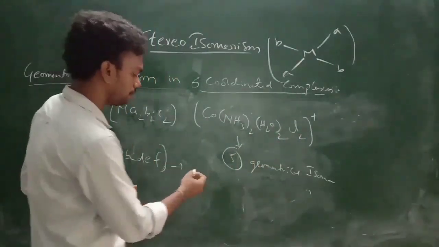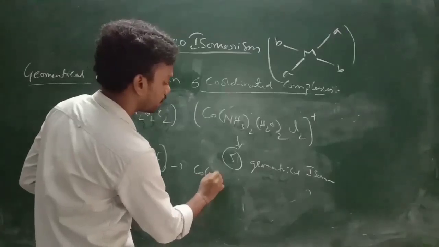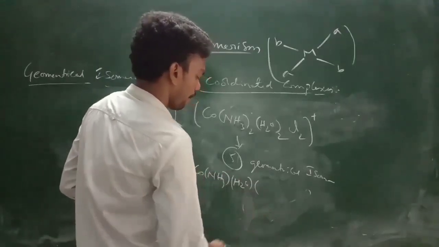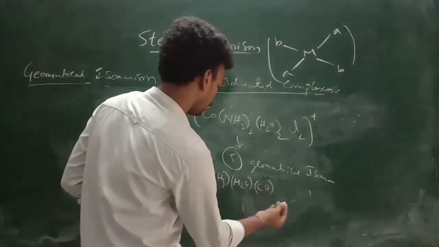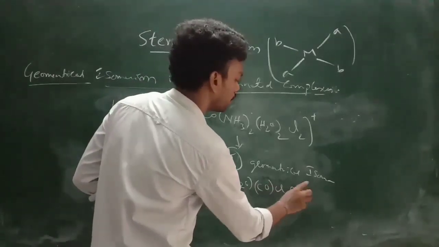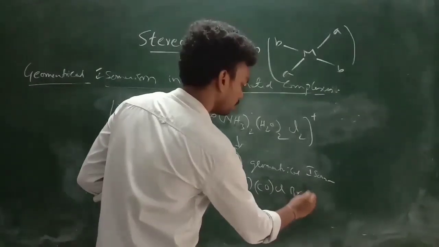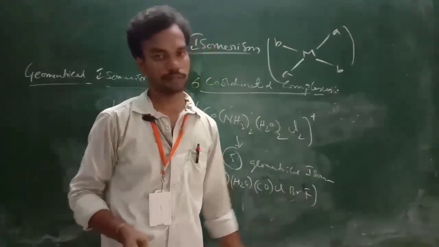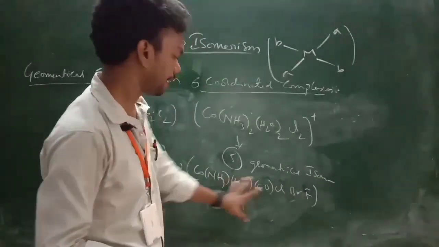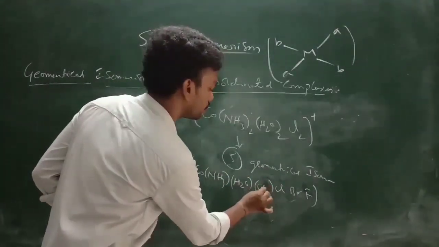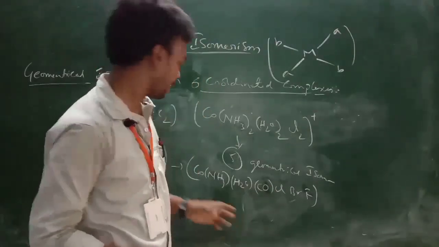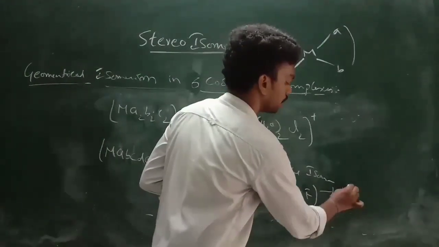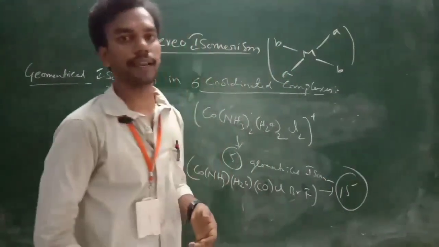Let's take an example: Co NH3, H2O, CO, Cl, Br, F. So this is 1, 2, 3, 4, 5, 6. So six ligands are different. These six ligands are arranged around the central atom cobalt in 15 different ways. That means here we are getting 15 geometrical isomers.